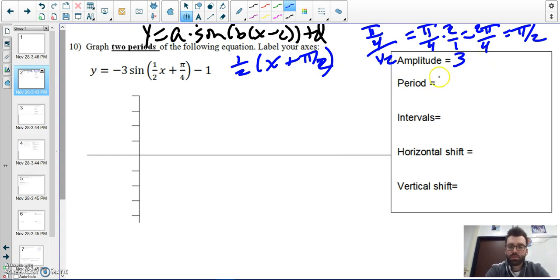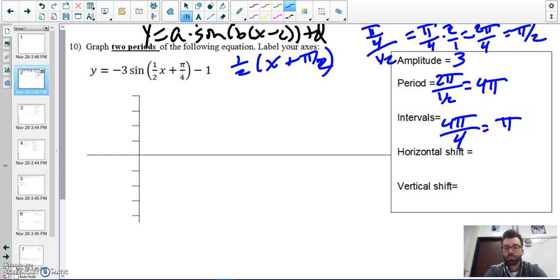My period is 2 pi over 1/2. Multiplied by the reciprocal, you should get 4 pi. 2 pi times 2 over 1. Intervals: our period, 4 pi, divided by 4, gives me pi. Horizontal shift: now I can see that horizontal shift. I should get left, pi over 2.